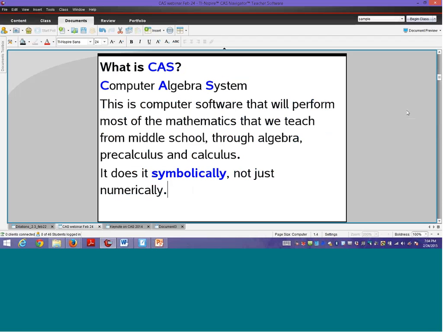So tonight we're going to talk about what is CAS, and I saw some of you on here are what I call CAS experts, people who have been around for a while, and there's probably several of you that are new to it. So we'll start with the new ones and try to keep everybody involved.